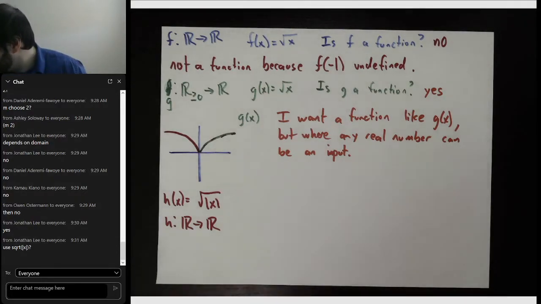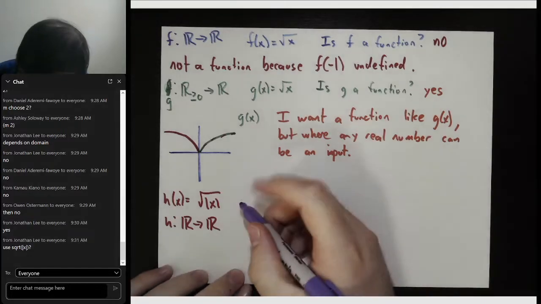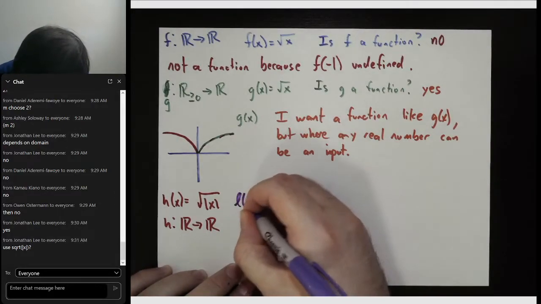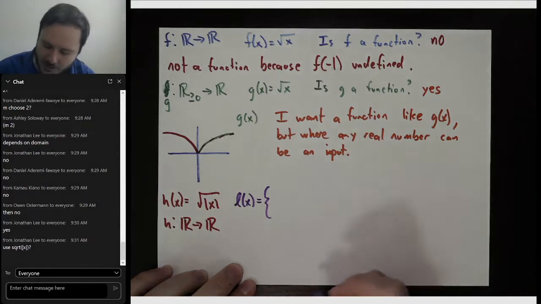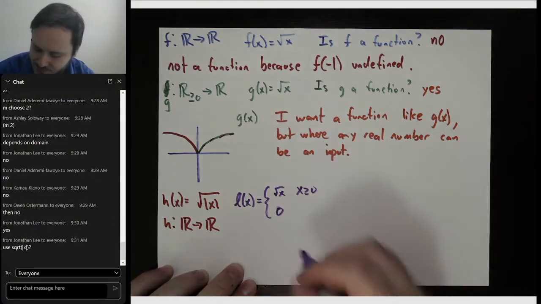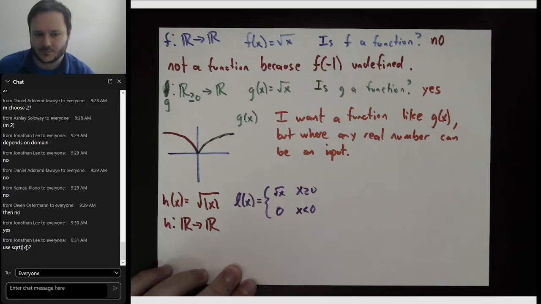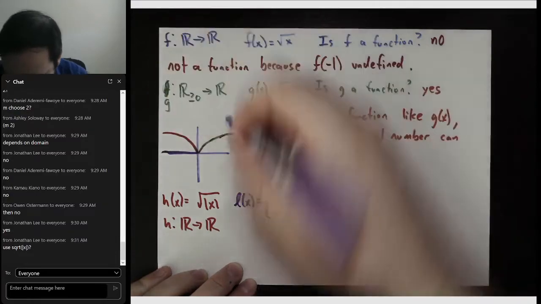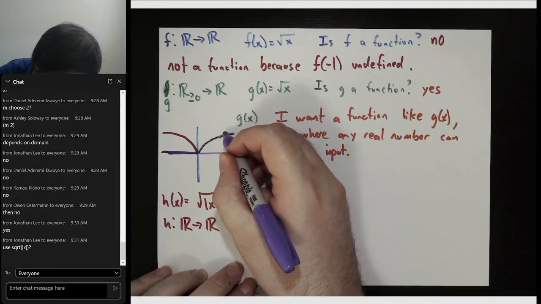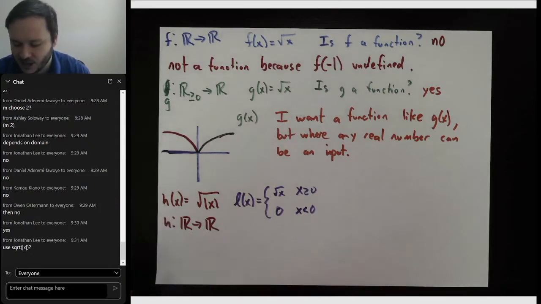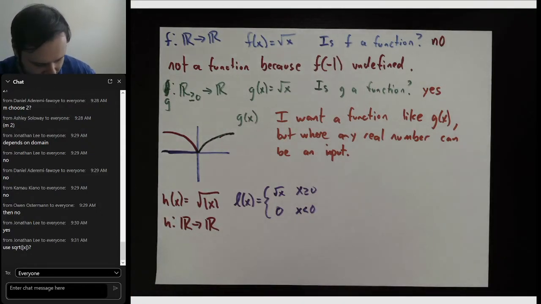I could also try and get another color involved here. I is a bad name for a function. Let's call it l of x. I'm going to make it square root of x if x is greater than or equal to 0, and I'm just going to make it 0 if x is negative. This is another function, does its own thing on the negative numbers, but then matches g perfectly where it's defined. And so we call functions like h and l extensions of g.